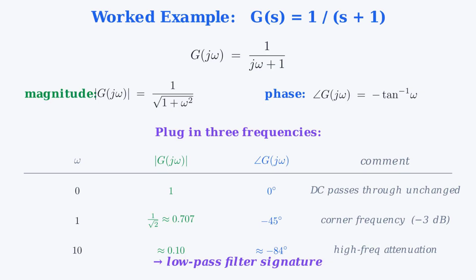Plug in some numbers. At omega equals 0, dc, magnitude is 1, phase is 0. The system passes dc perfectly. At omega equals 1, the corner frequency, magnitude is 1 over root 2, which is approximately 0.707, and phase is minus 45 degrees. At omega equals 10, well above the corner, magnitude is about 0.1, and phase approaches minus 90 degrees. The system attenuates and delays high frequencies. That is the signature of a low-pass filter.